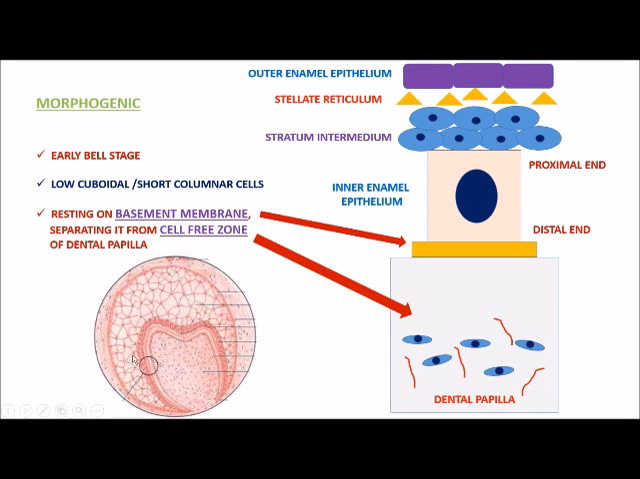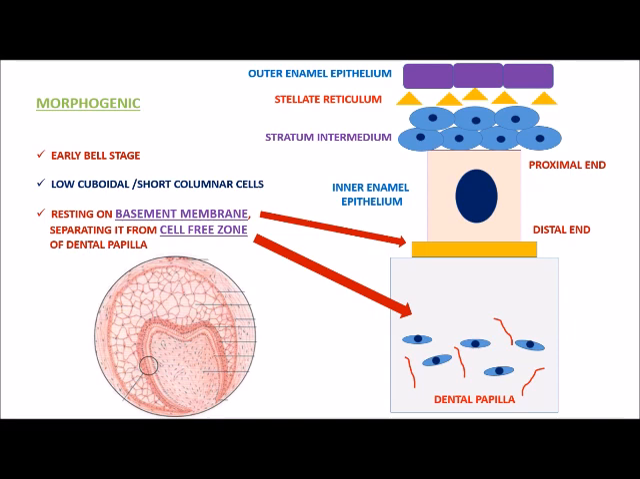So this portion is just enlarged here. Here we have outer enamel epithelium, stellate reticulum, stratum intermedium, inner enamel epithelial cell, basement membrane and dental papilla. Here there is a cell-free zone of dental papilla. Then the cell has a proximal end and a distal end. Proximal end is the side which is closer to the stratum intermedium. Distal end is closer to the dental papilla.